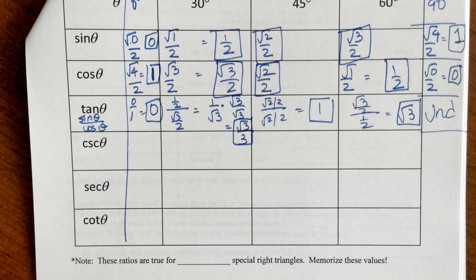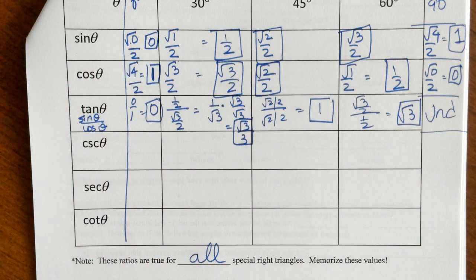Okay, and these ratios are true for all the special right triangles. Okay, please memorize these values. So more than memorizing, hopefully you saw a pattern and hopefully that should help us fill in the first quadrant. And we will stop right here.